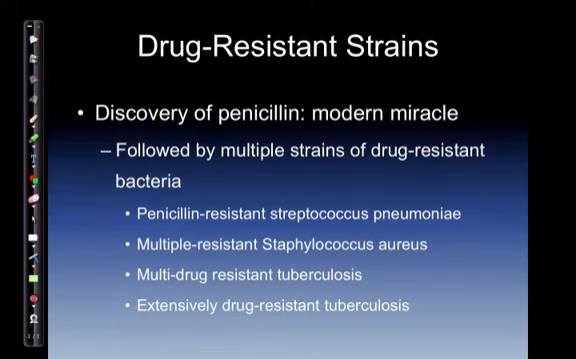Drug-resistant strains. The discovery of penicillin was a modern miracle, however, followed by multiple strains of drug-resistant bacteria. Examples are penicillin-resistant Streptococcus pneumoniae, multiple resistant Staphylococcus aureus, multiple drug-resistant tuberculosis, and extensively drug-resistant tuberculosis. So all of these over the time period have become resistant to our current antibiotics that would kill the organisms.